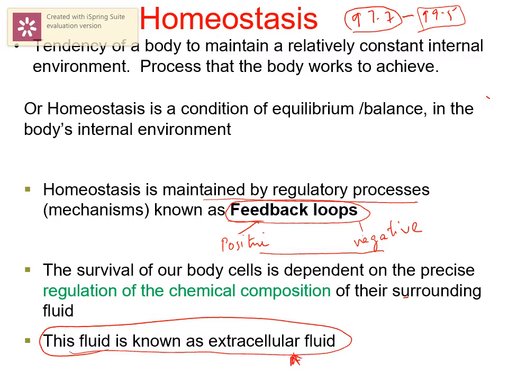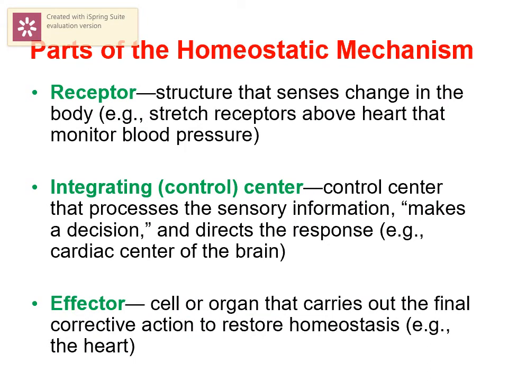Okay, so just remember, homeostasis is a state of constant internal environment. There are two mechanisms. The first one is a positive feedback loop, and then you have negative feedback loop. So for homeostasis to occur, the body communicates using two major systems.